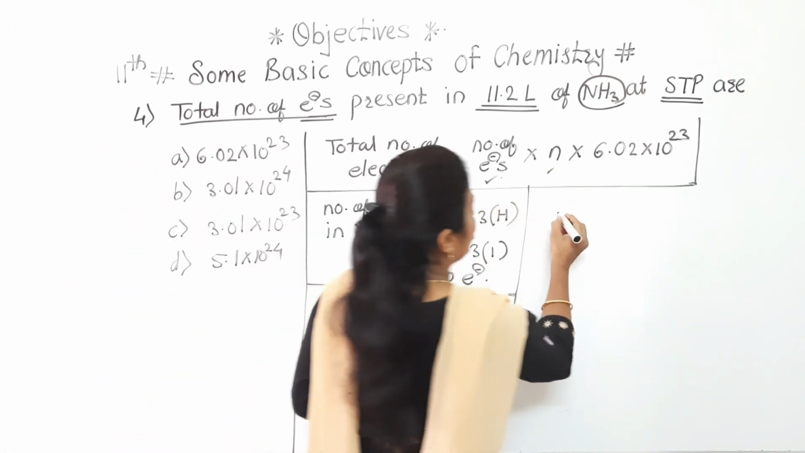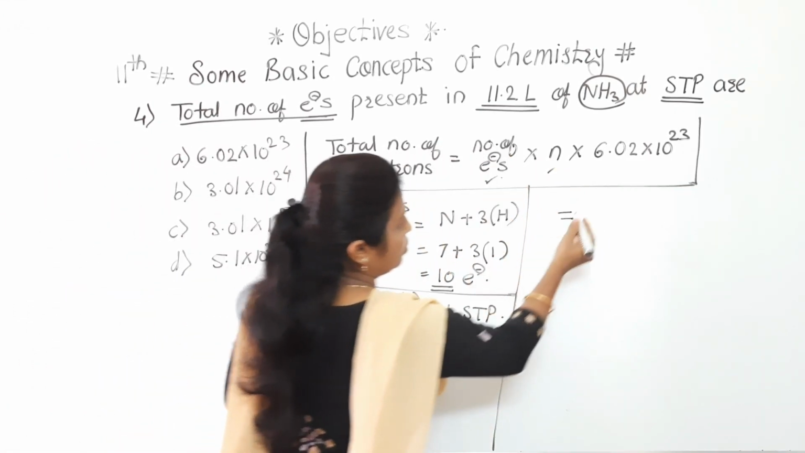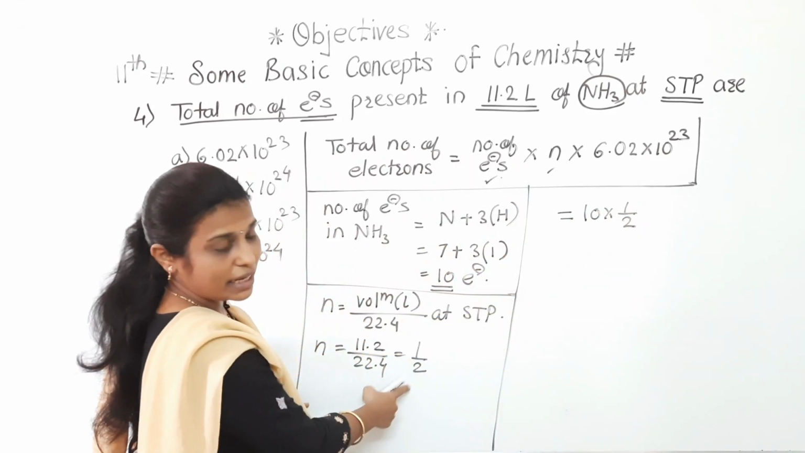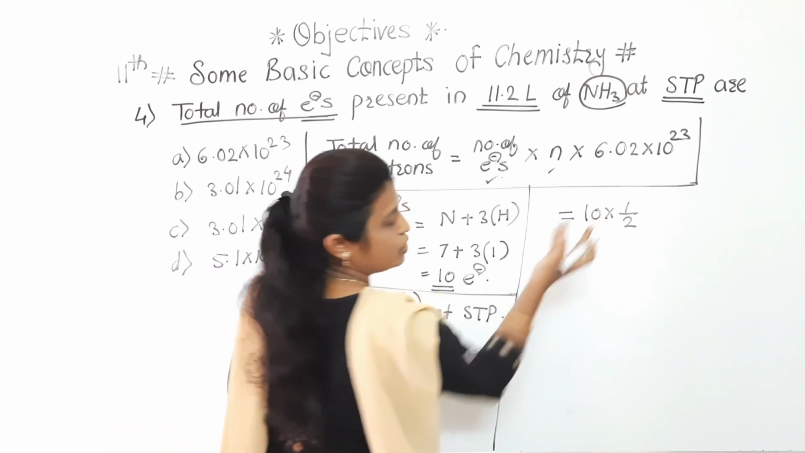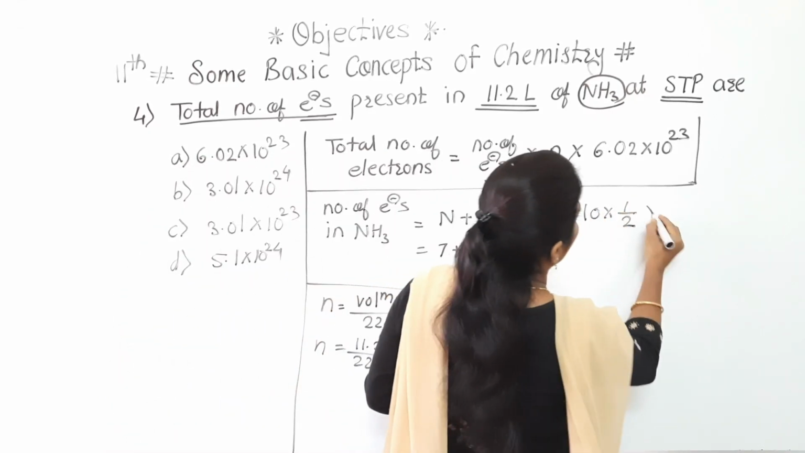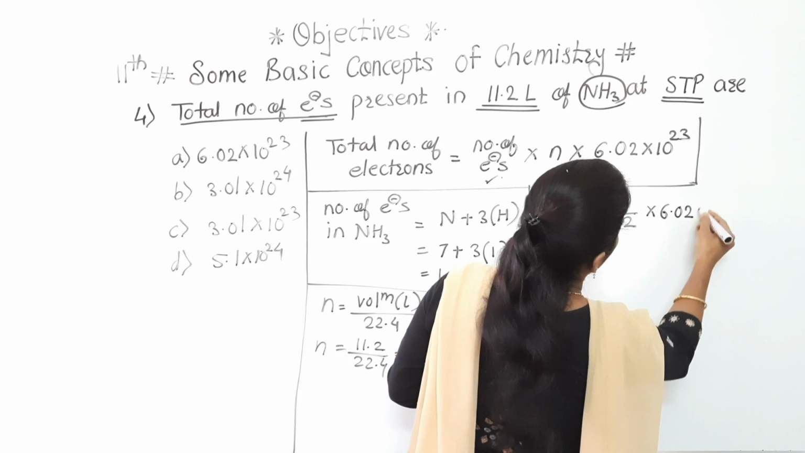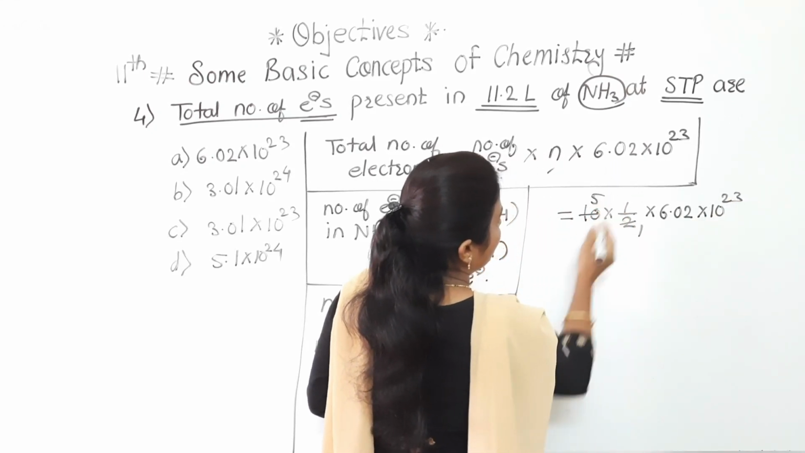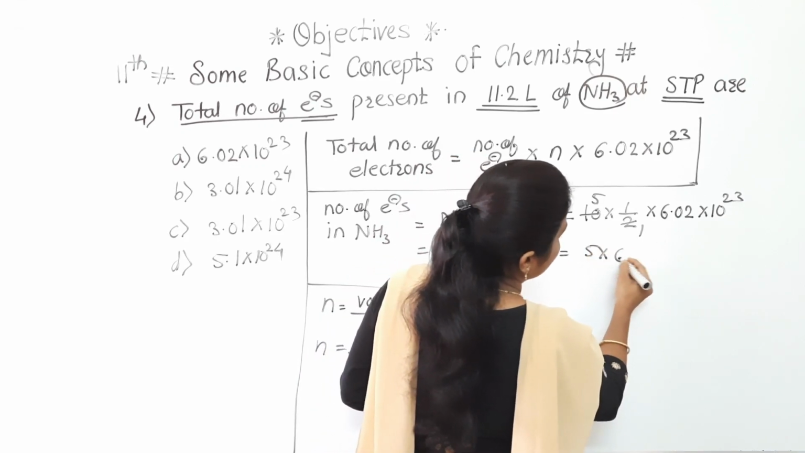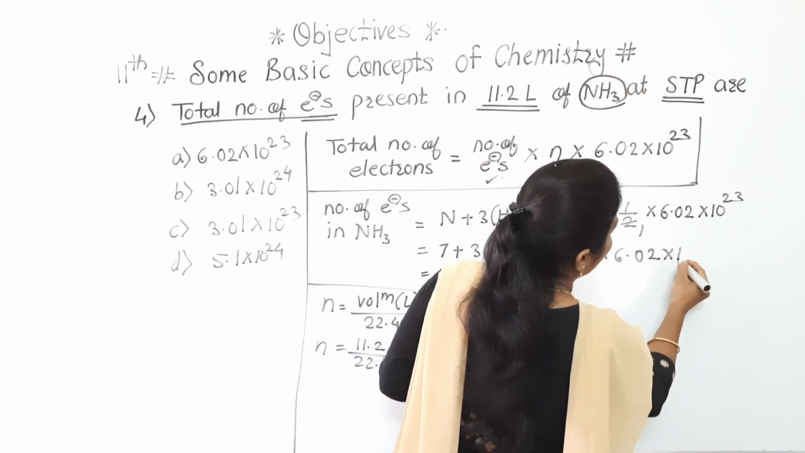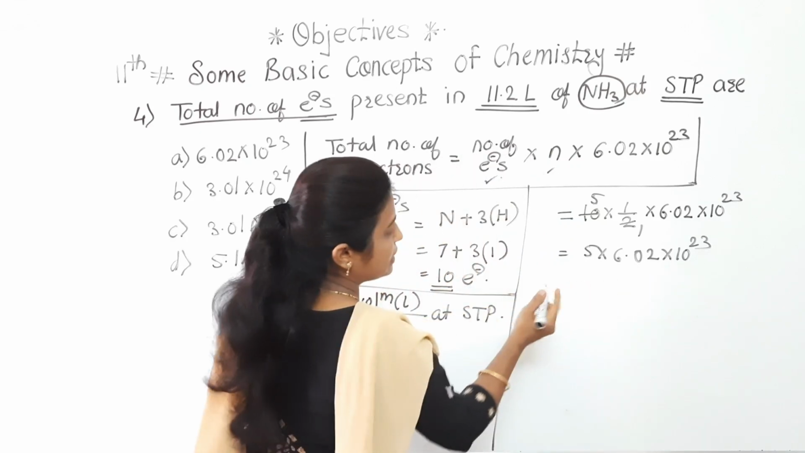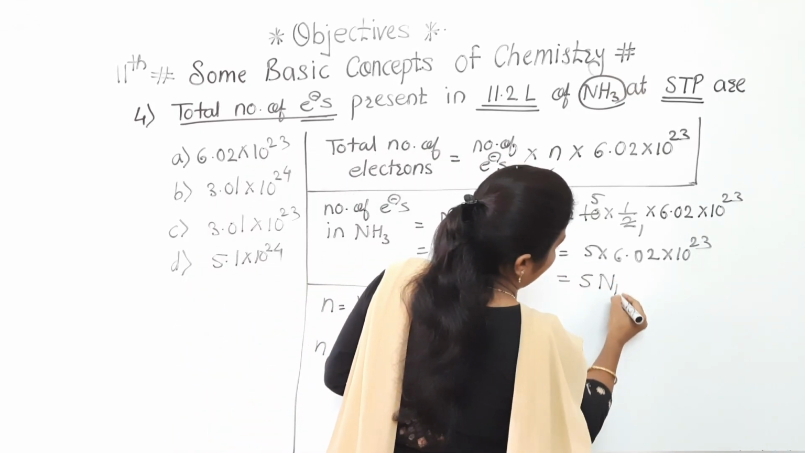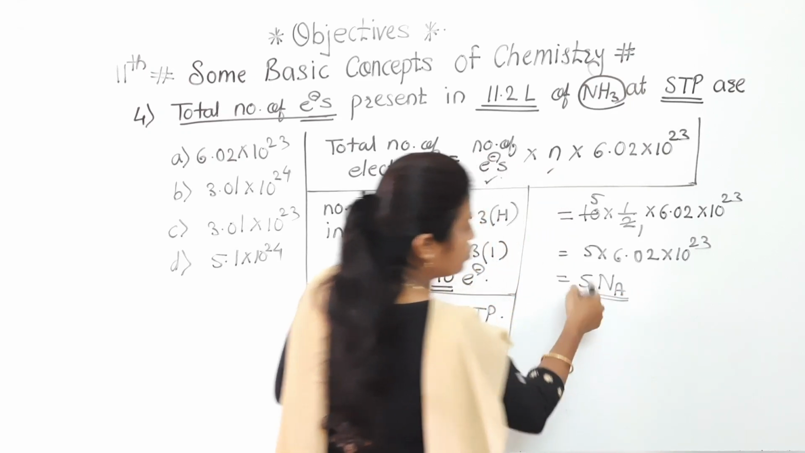So in this way, total number of electrons is equal to 10 into 1 by 2. I am writing 1 by 2 directly because it will be easy to calculate, into 6.02 into 10 raised to 23. So here 2 5s are 10, so 5 into 6.02 into 10 raised to 23. Now sometimes they will give an option like 5NA. At that time we have to select that option.